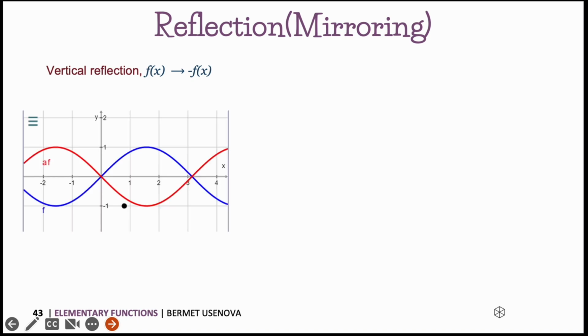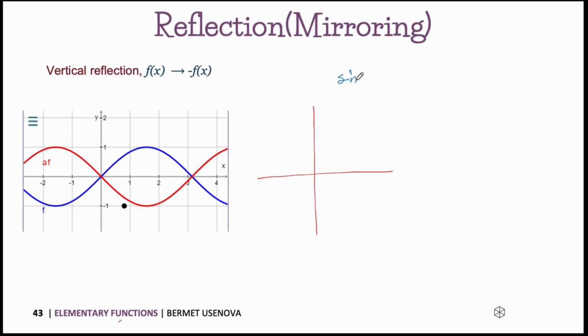The next transformation is reflection, which is also often called mirroring. It means that after this transformation, the function will look like its own mirrored version. To perform this transformation, we should multiply the function or its argument by minus 1. Again, depending on what exactly is changing, the function or the argument, we get two different outcomes. So in the first case, we get vertical reflection, where f of x becomes minus f of x. For example, I can show it on two different graphs, sine x and minus sine x.